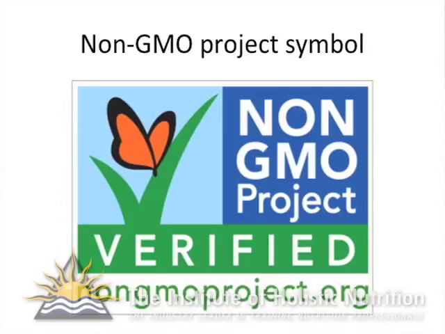So this is another label you can look for, and you can go on their website and you can see some of the companies that they work with. There's some that you'll be familiar with. So this is a label that you can look for as well. And like I said, you'll see it on some products that are also organic, just because they believe that we need more information.